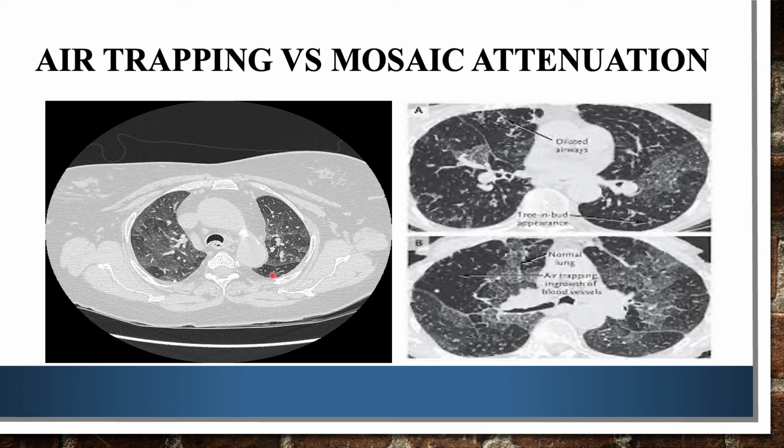On an expiratory scan here, the mosaic perfusion is probably airway related and not vascular related, because we can see there is some evidence of respiratory bronchiolitis, constrictive bronchiolitis, or any parenchymal lung involvement, like in hypersensitivity pneumonitis or bronchiectasis or asthma.